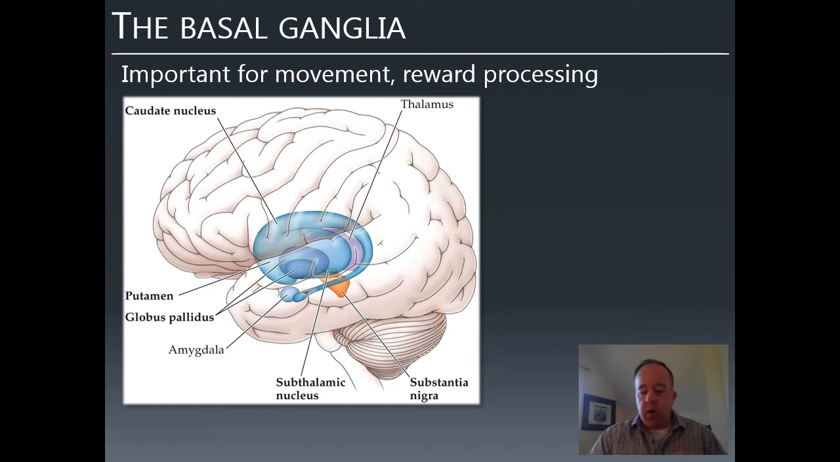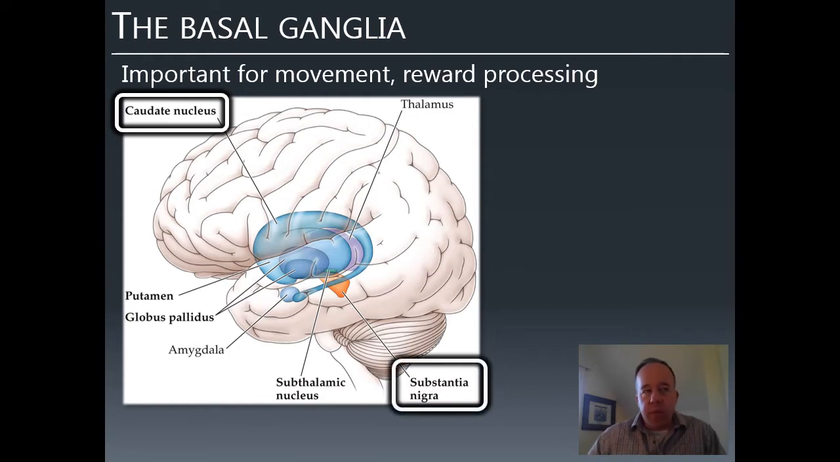So here, we're not going to go through all of these structures. I'll point out a couple. One is the caudate nucleus, often just called the caudate. We see that root word again. And so this is a structure that has a tail on the end of it. That's why it's called caudate. And it is a notable part of the basal ganglia involved in reward processing and movement. I'll use it as sort of the exemplar of the basal ganglia.